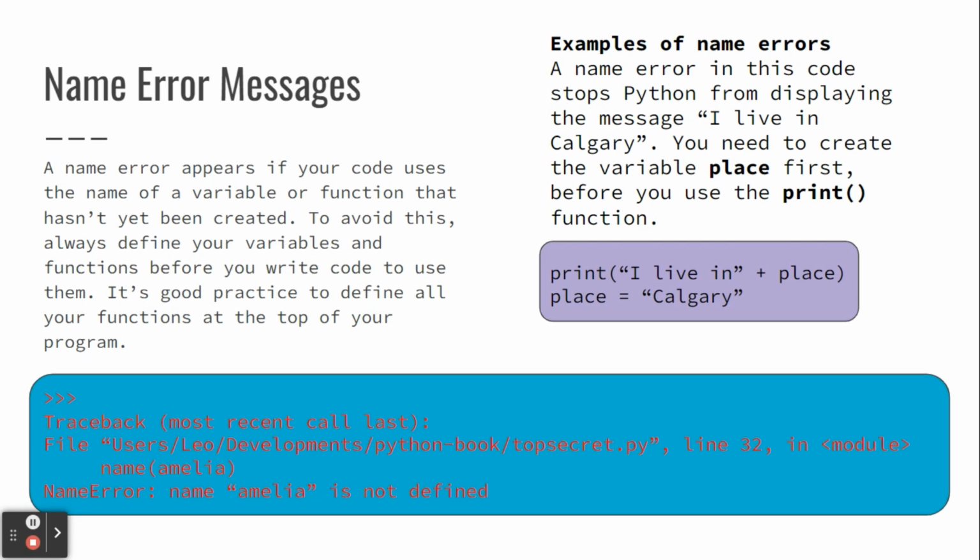So for example, a name error in this code stops Python from displaying the message, I live in Calgary. You need to create the variable place first before you use the print function. So the print instruction in this case needs to come after the variable instead of before. You should first define a variable and then say print.